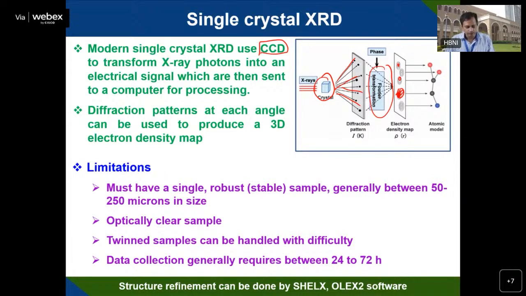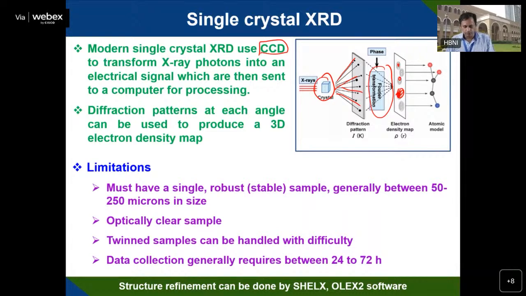In single crystal, we must have a single crystal sample. Like in powder diffraction, you directly use whatever sample you prepared. But here you have to develop a single crystal, and only then can you go for analysis. And the size should be between 50 to 250 micron, and it's an optically clear sample. A sample has to be optically clear. In the case of powder diffraction, that doesn't apply.